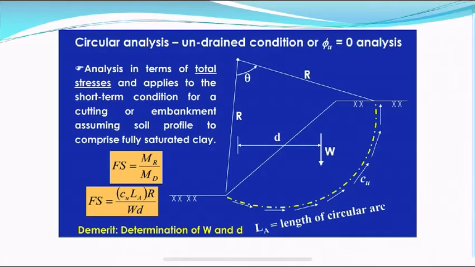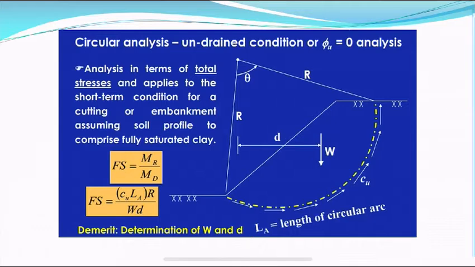Now, before discussing the ordinary method of slices, let us look into the evaluation of different types of methods for undrained and drained conditions. Then we will introduce the ordinary method of slices, the Bishop simplified method, and other methods like the Morgenstern-Price method. In the case of circular arc analysis for undrained condition, also called phi u, where phi is the angle of internal friction, undrained condition is equal to zero degrees analysis.